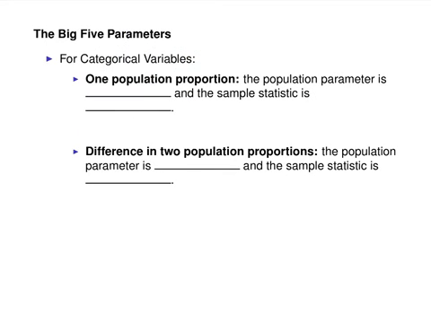Okay, so we have 2 different categories. You've got categorical variables, and then we have quantitative variables. And for categorical variables, you can figure out what proportion of people are in various categories. Does that make sense? So the first thing is if you have one population proportion. The parameter is a fixed, unchanging value, and it has specific notation. It's represented by p.